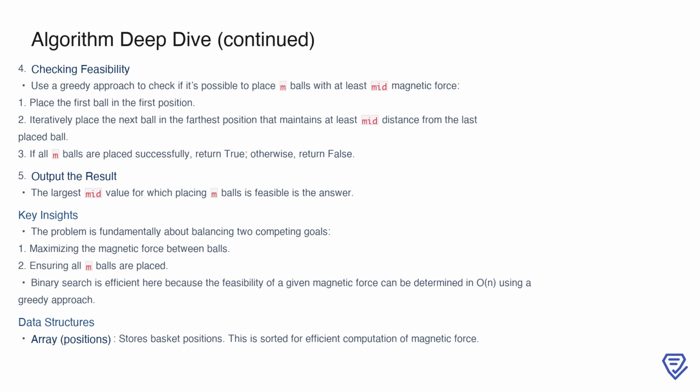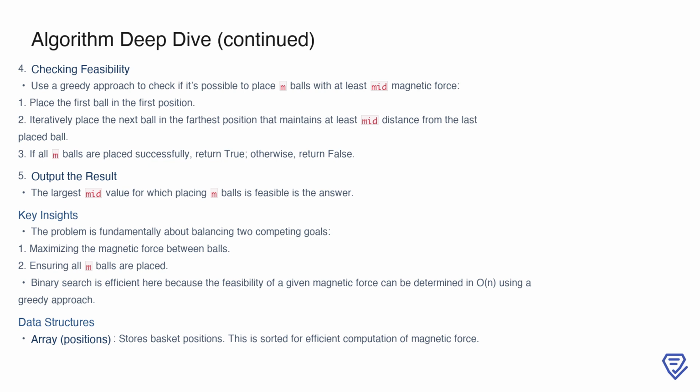To do this, we use a greedy algorithm to verify if placing M balls with at least mid magnetic force is possible. Starting with the first ball placed in the first basket, we iteratively place each subsequent ball in the farthest position that maintains at least mid distance from the last placed ball. If we successfully place all M balls this way, the candidate mid value is feasible. Otherwise, it isn't. Once we identify the largest feasible mid value, this becomes our solution, as it represents the maximum minimum magnetic force.